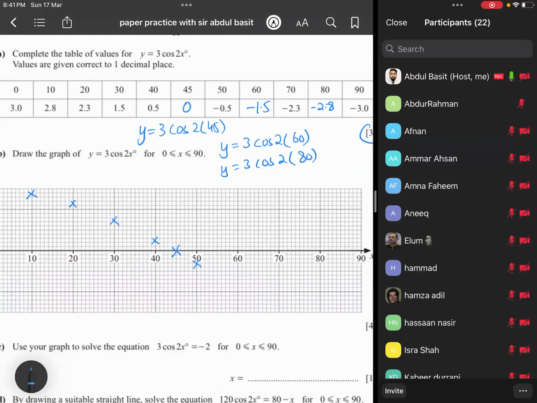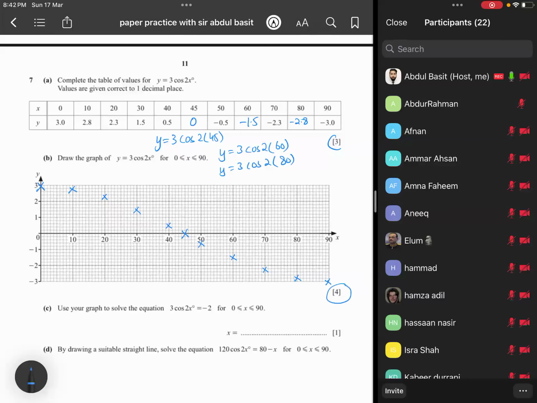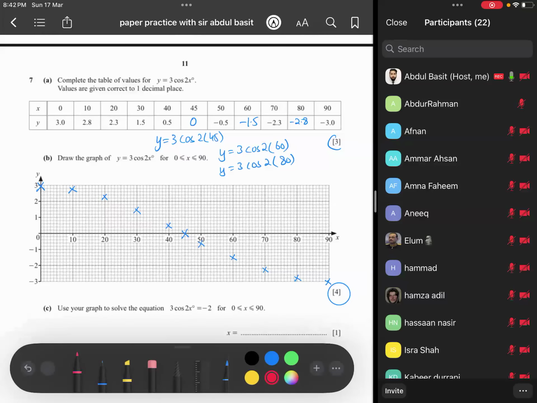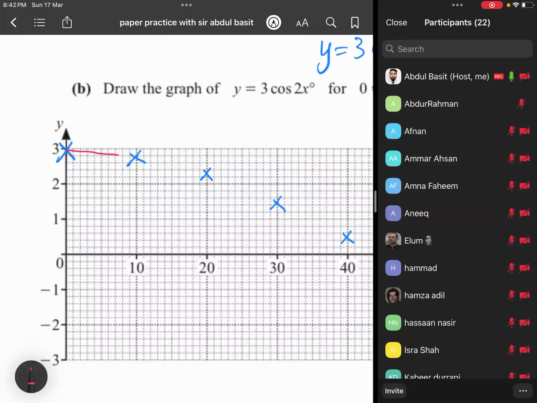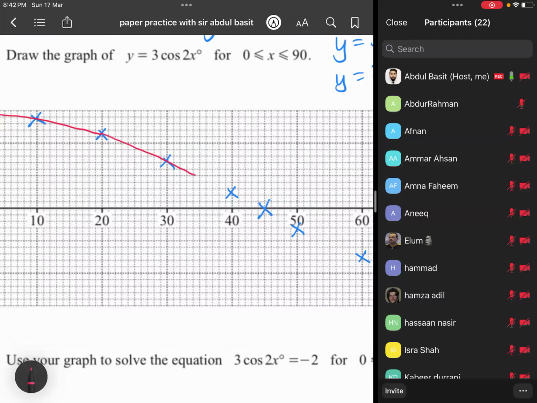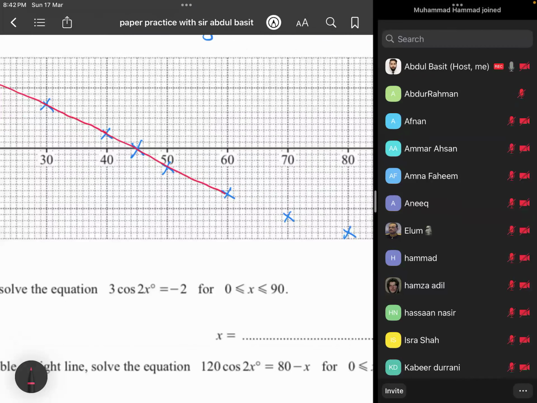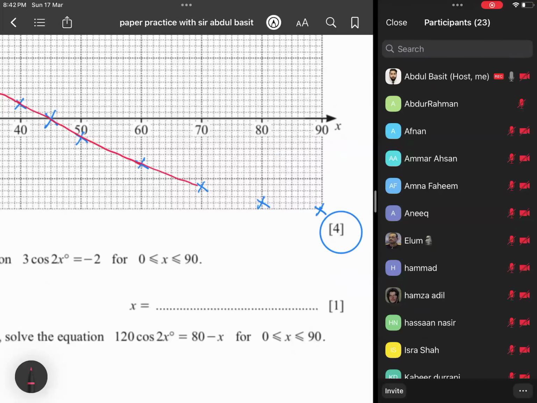60 and minus 1.5, minus 1.5 होगा इधर. 70 and minus 2.3. 80 and minus 2.8 is right here. And 90 and minus 3 is right here. Okay. So we have the crosses already. We'll get 4 marks if all the crosses are plotted correctly. And remember that it's a curve. So it should be freehand. Get it, everybody, or not?